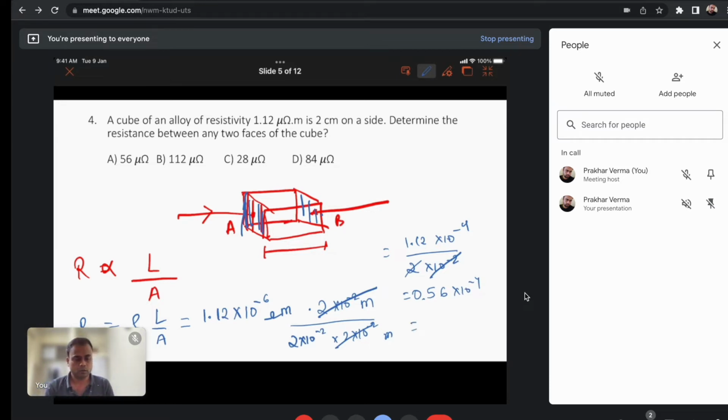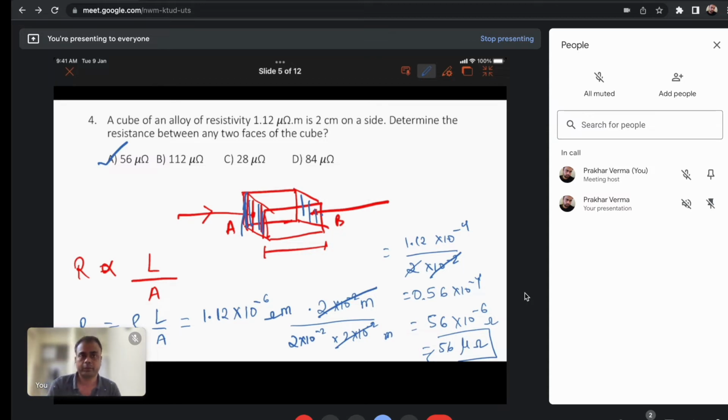So this will be 56 × 10^-6 ohms, that is 56 micro ohms. So 56 micro ohms, A is the correct answer.